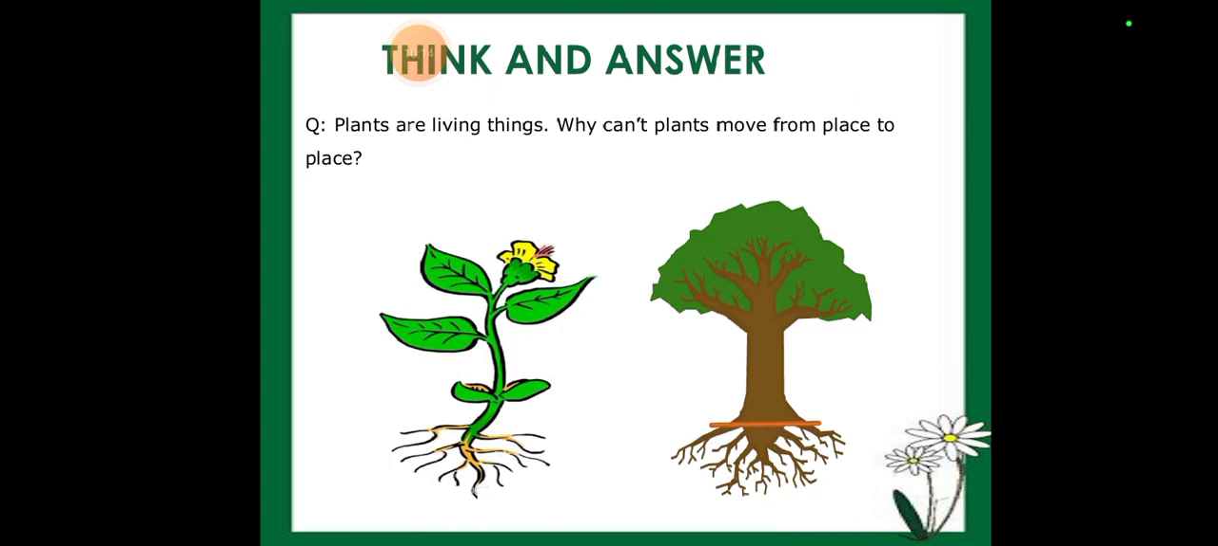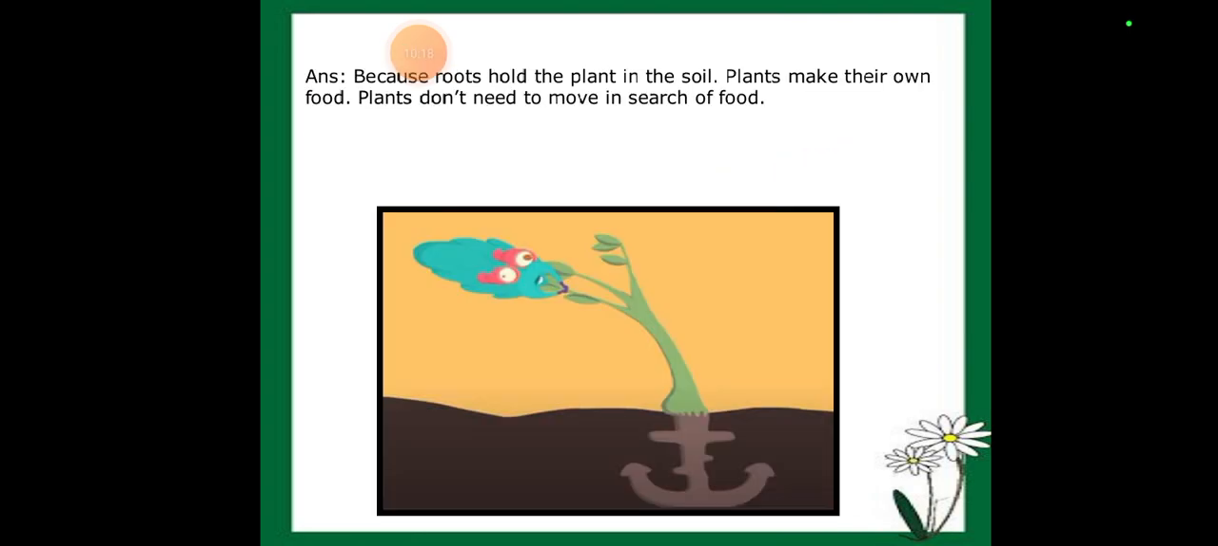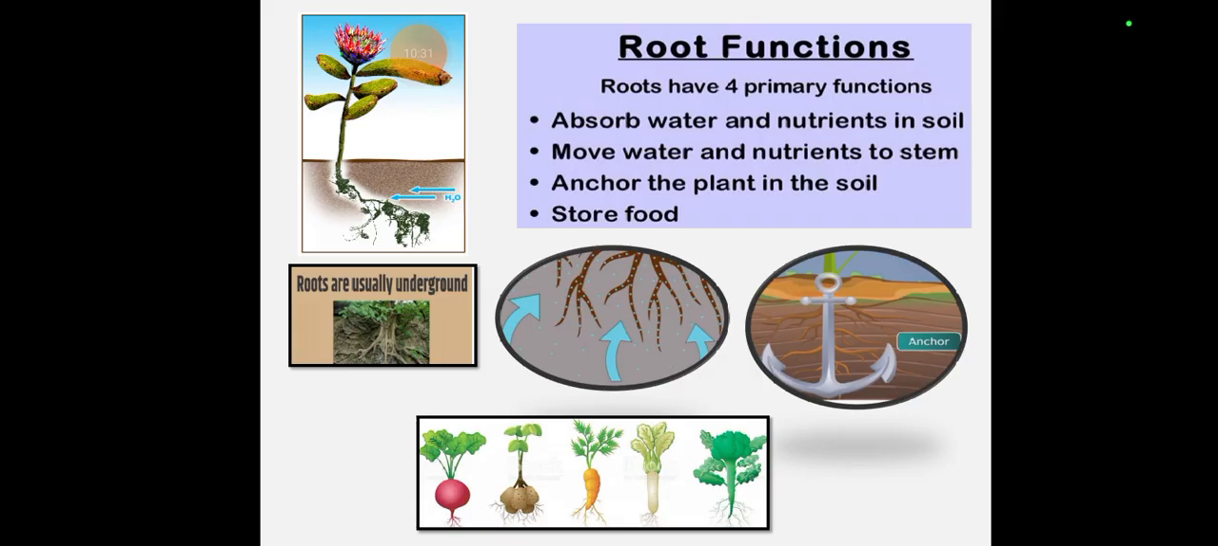So think and answer. Plants are living things. Why can't they move from one place to another? The answer is, because they don't need to move. Roots hold the plant in the soil. Plants make their own food, so they don't need to move in search of food, like we move in search of food and shelter. They don't need shelter, and they make their own food. So why is there a need for moving?